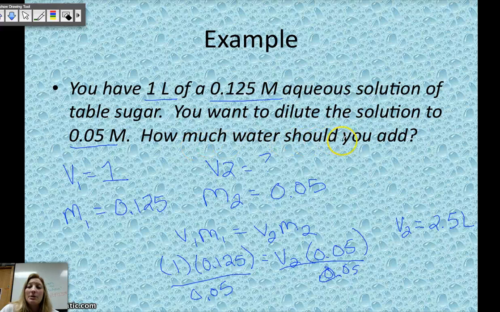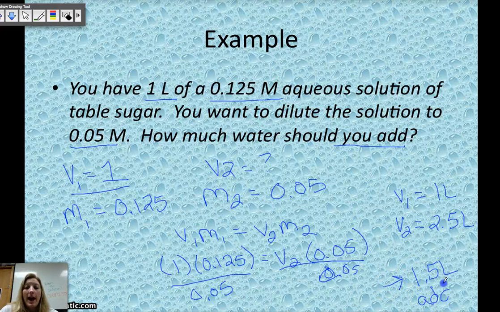Now this doesn't tell us how much water we should add. This tells us what our final volume should be. So if we started with 1 liter, our V1 is 1 liter, we have to end with 2.5 liters, then that means 1.5 liters is how much we have to add. So it's a pretty easy formula. M1, V1, M2, V2. Plug them in, chug it out.